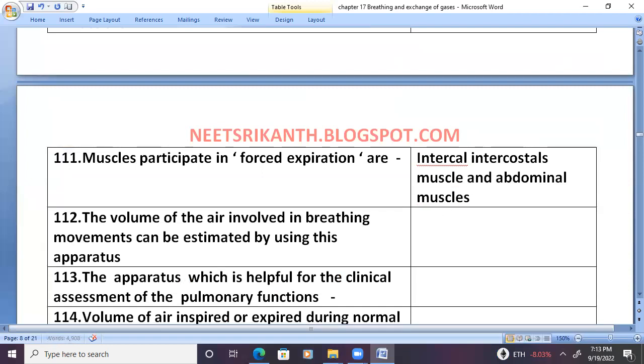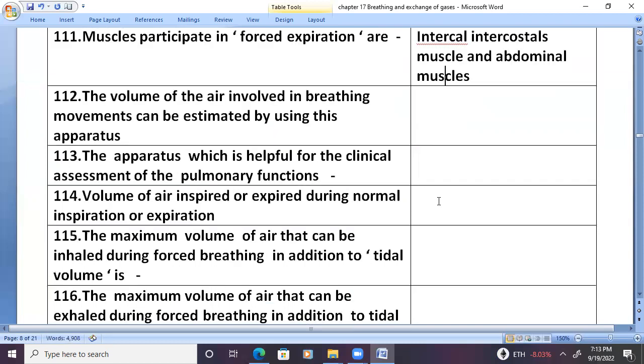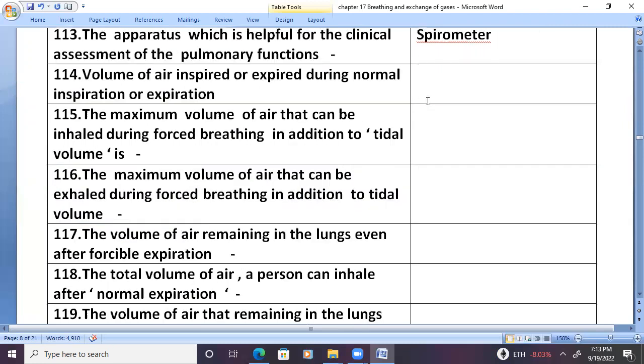The volume of air involved in breathing movements can be estimated using a spirometer, an apparatus helpful for the clinical assessment of pulmonary function. Then, the volume of air inspired or expired during normal inspiration or expiration.